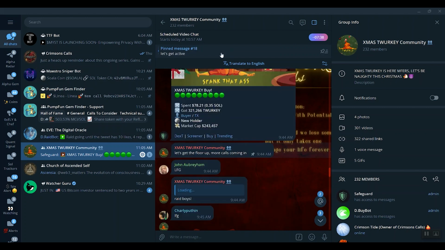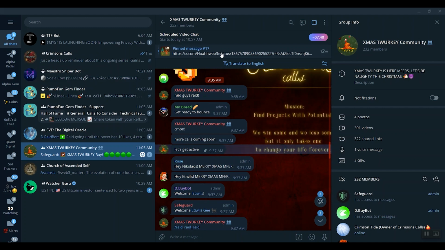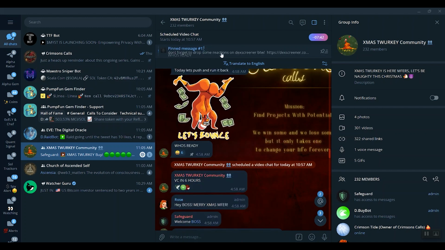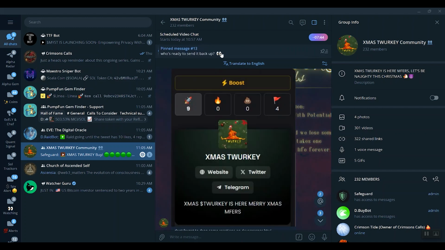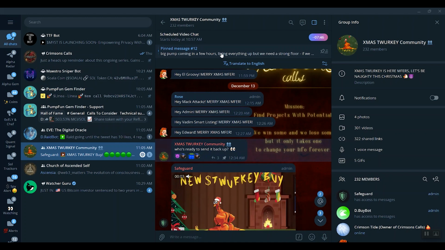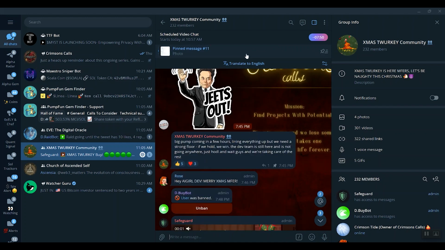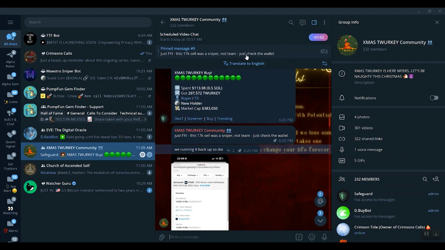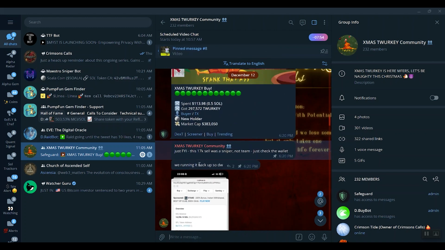Pin messages. They've got some messages here. But I want to see more in terms of what they are going to be doing to push the token. The only thing that I've seen so far has been raids. That's all I've seen. So they had a sniper apparently that created a pretty big sell.